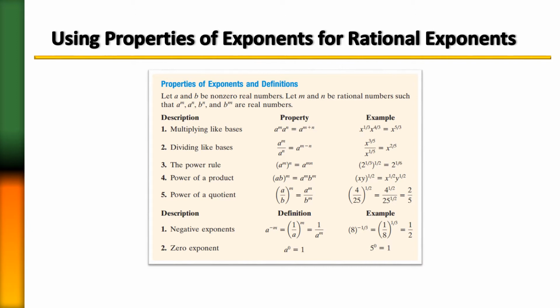Remember the power rule: whenever you have some term raised to a power and it also has a power on the outside, you're going to multiply the powers. If you have more than one term inside that parentheses, you have to raise both terms to that power. And if you have a fraction, you have to raise both the top and the bottom of that term to that outside power. Recall the negative exponent rule: anytime you have a negative, you have to flip it in order to make it positive. The zero rule, we're probably not going to be working with that, but you should know that, yes, any number to the 0 power equals 1.